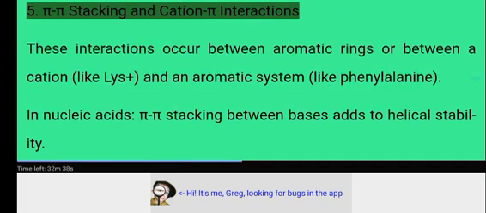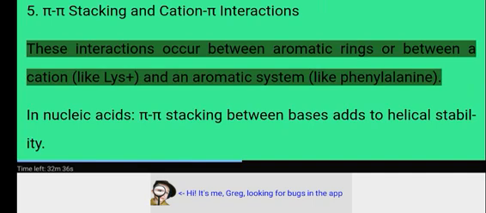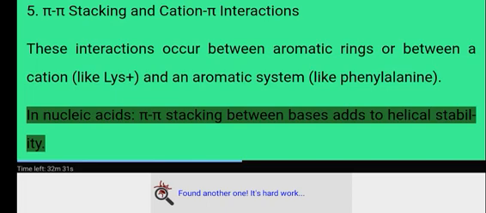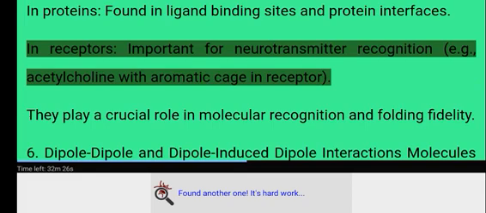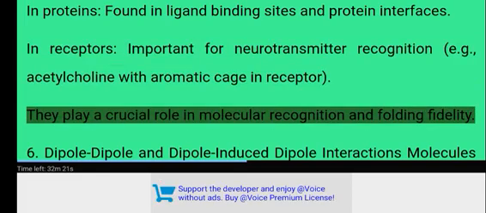5. Pi-pi stacking and cation-pi interactions. These interactions occur between aromatic rings or between a cation, like Li+, and an aromatic system, like phenylalanine. In nucleic acids, pi-pi stacking between bases adds to helical stability. In proteins, found in ligand binding sites and protein interfaces. In receptors, important for neurotransmitter recognition, e.g., acetylcholine with the aromatic cage in the receptor. They play a crucial role in molecular recognition and folding fidelity.